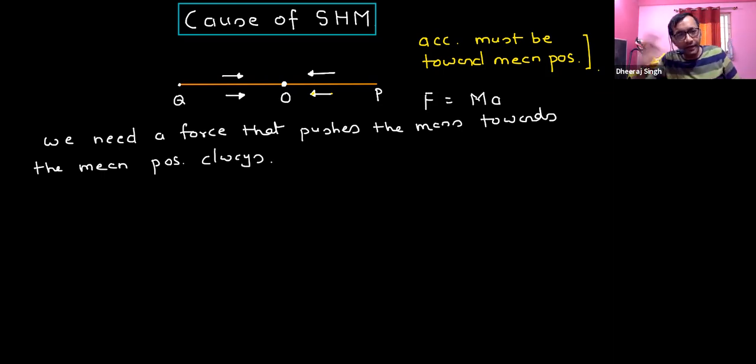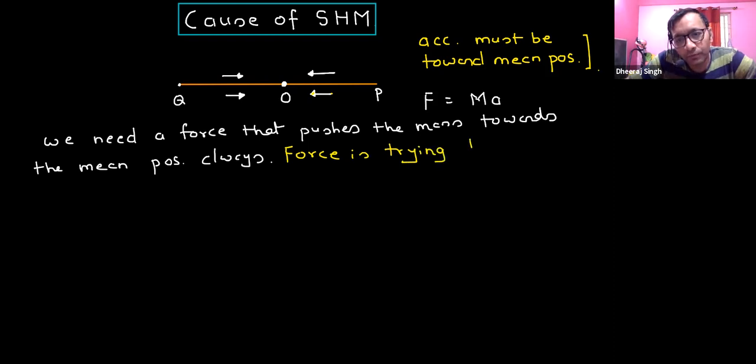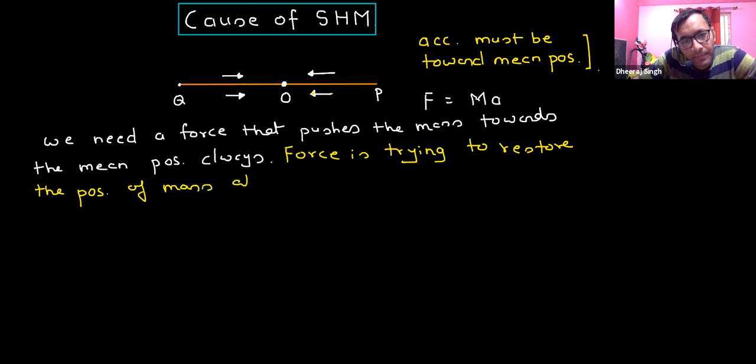So when you go on the right hand side of mean position, the force pushes towards O, as in left hand side. When you go left hand side away from the mean position, the force pushes you on the right hand side towards the mean position. So every time the force is trying to bring the mass at the mean position. All right. So the force is trying to restore the position of mass at O, at the mean position. This is what it is doing. So this force is a special kind of force which does like this. The name of this force is called restoring force.